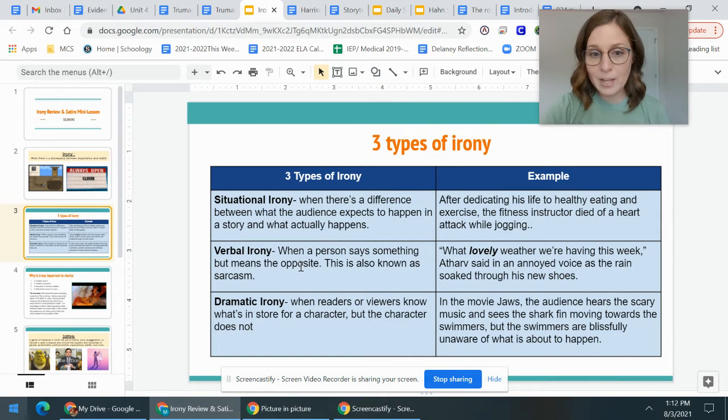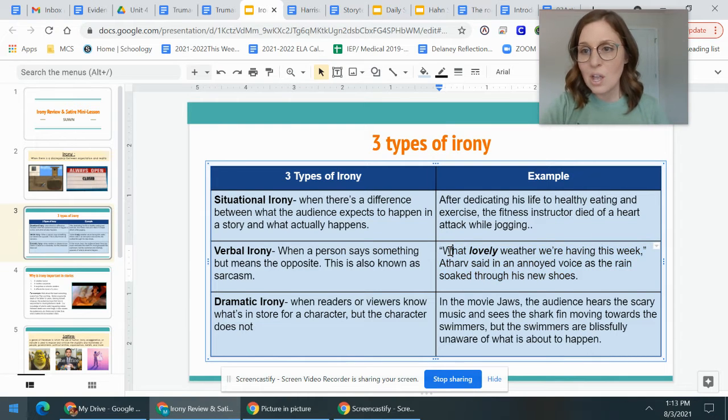Second is verbal irony. This is when a person says something, but they mean the opposite. This is known as sarcasm. Often it's humorous. So if I'm like, "Oh, what lovely weather we're having this week," Tarv said in an annoyed voice as the rain soaked through his new shoes. So if he's standing in the rain, he says, "What lovely weather." He's annoyed, he's sarcastic. That's verbal irony.